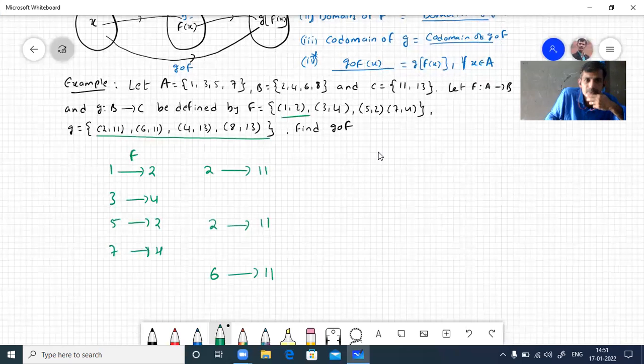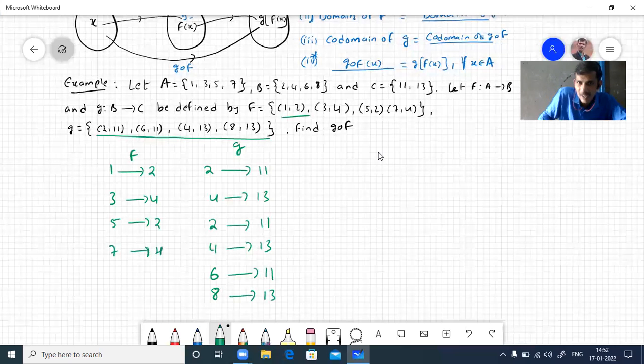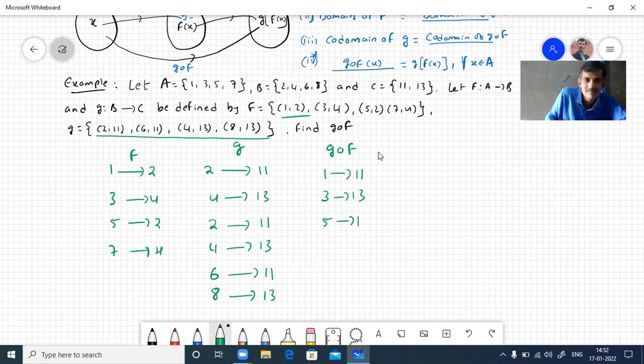Next see, 4 maps to 13. 4 is there in the range. 4 maps to 13. Here also 4 maps to 13 we can write. 8 maps to 13. 8 we are not having in the range, but it is there in the codomain, so we'll write aside. This is g. Now g circle f: 1 maps to 2, 2 maps to 11, so 1 maps to 11 straight away. 3 maps to 4 and 4 maps to 13. Similarly 5 maps to 2, 2 maps to 11, so 5 goes to 11. 7 maps to 4, 4 maps to 13, 7 maps to 13. So now g circle f will contain ordered pairs (1, 11), (3, 13), (5, 11) and (7, 13).